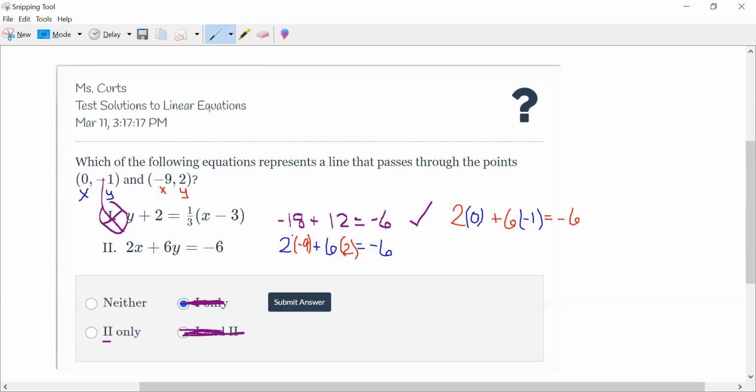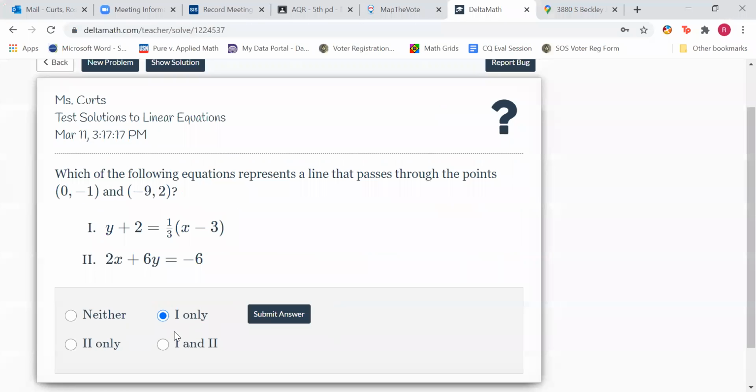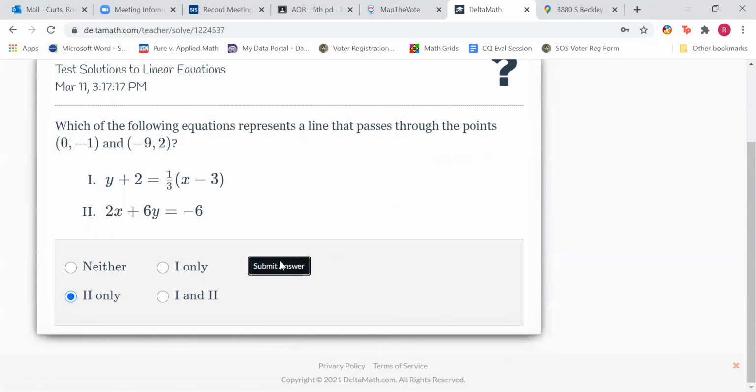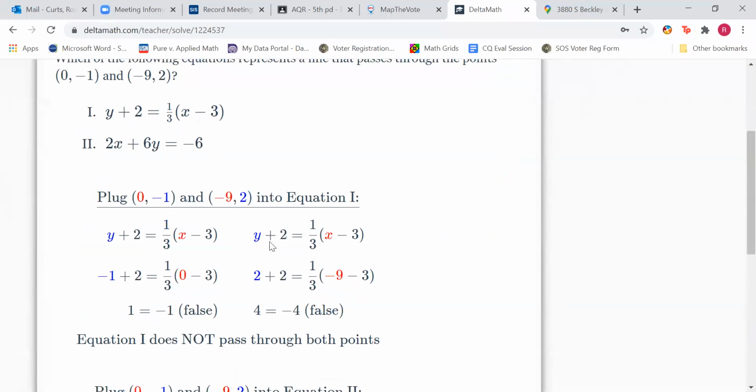So 0 for x, right? And -1 for y, plugged in. 2 times 0 is 0. 6 times -1 is -6. So this says -6 equals -6, right? 0 plus -6 equals -6. And that's right too. So both points worked for the second equation. So I'm going to go back here and say 2 only. Okay. I submit and it works.